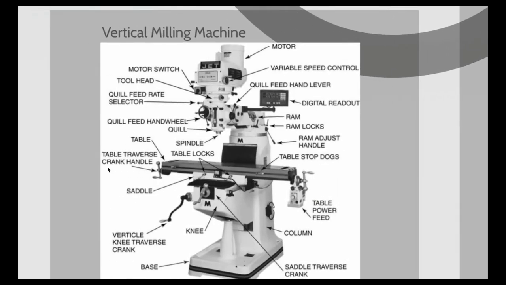Next is vertical milling machine. The spindle of this vertical machine is in vertical position. Here you can see it, spindle in vertical position. No arbor is required in this machine like horizontal milling machine. There you need an arbor.